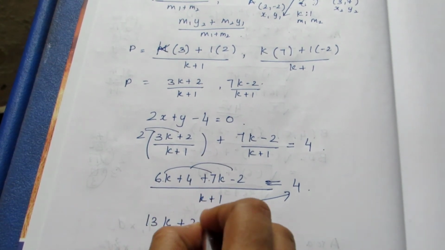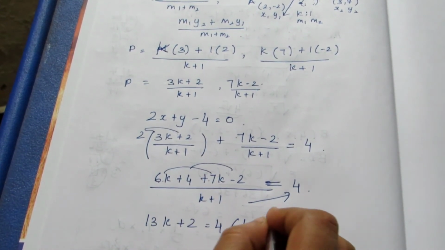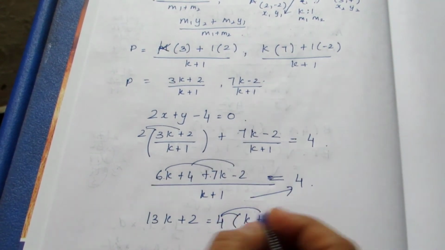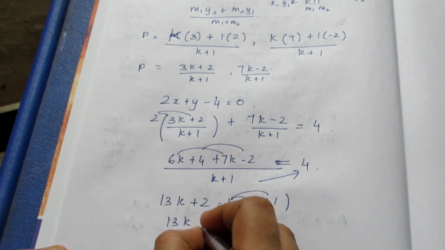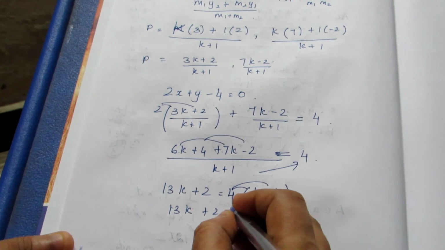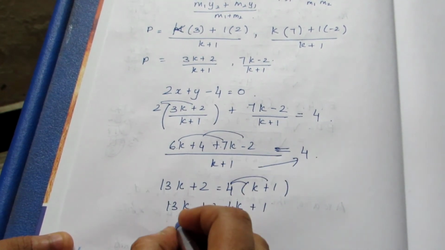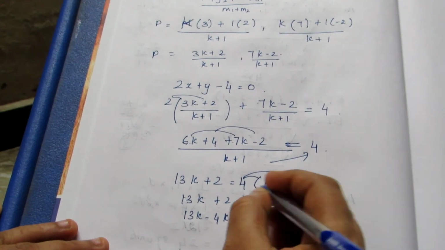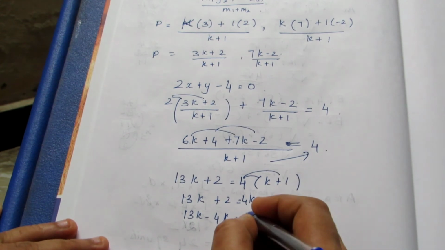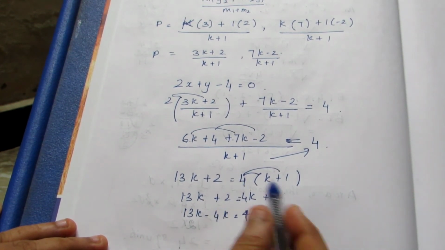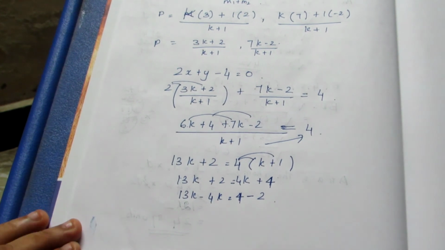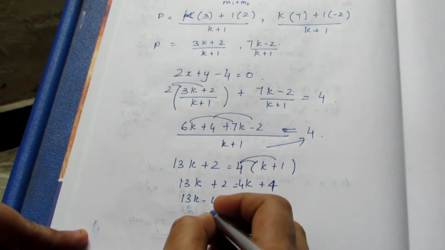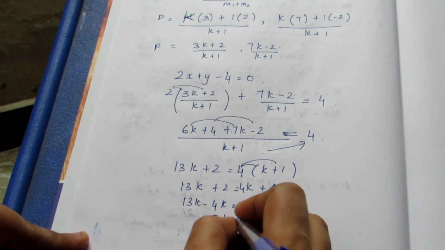13k plus 2 is equal to 4 into (k plus 1). Now if I solve this, multiply inside, it becomes 13k plus 2 is equal to 4k plus 4. Bring all the k values to one side and numbers to the other side. If 4k comes here, it becomes minus 4k, and 4 will become minus 2. Now we can solve this. It becomes 9k equal to 2.